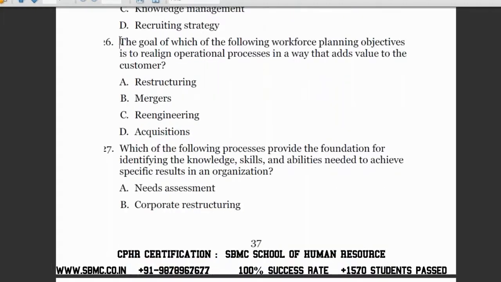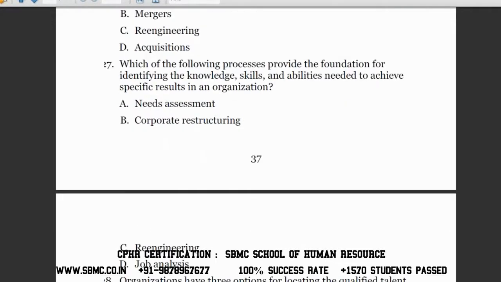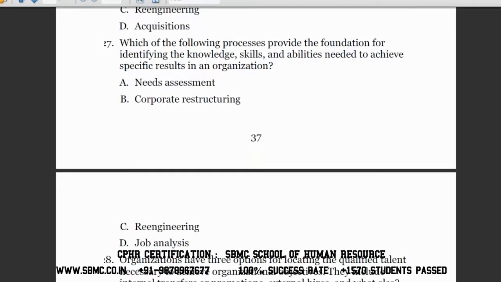Let's come to this one. This one is the easy one. The goal of the following. A, restructuring. No, reengineering. Okay, C. C is the right answer. Okay, C. D, job analysis. Yeah, job analysis.